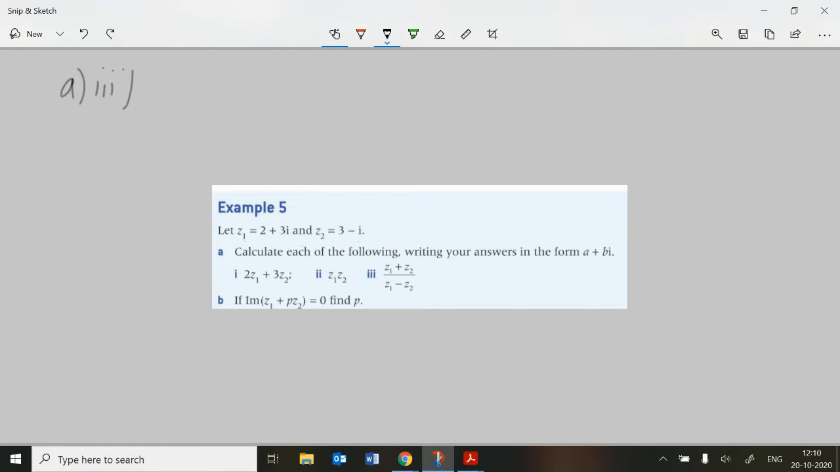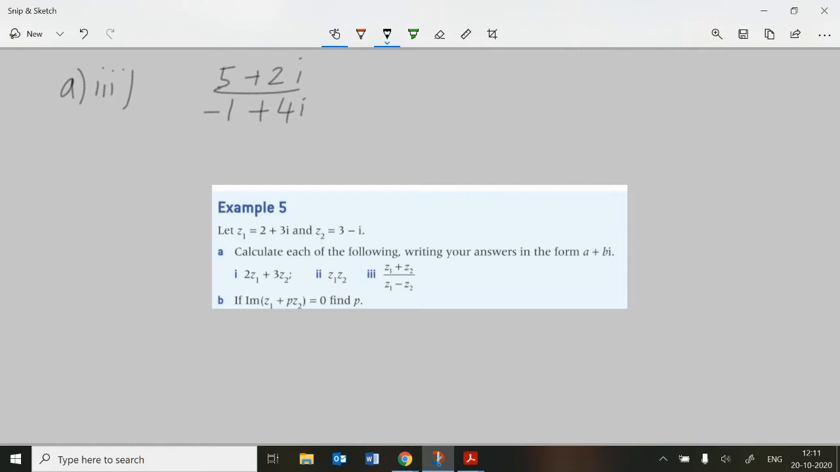So that's going to give us 5 plus 2i on top. And on the bottom, we're going to have this take away this. That's going to give us -1 there. And take away minus i is going to give us plus 4i. Okay, so that's what we've got on the bottom.